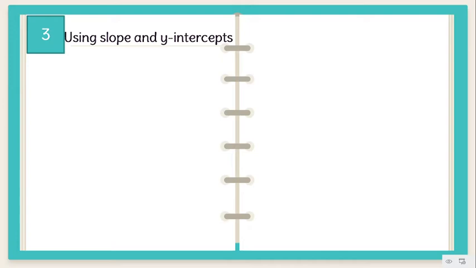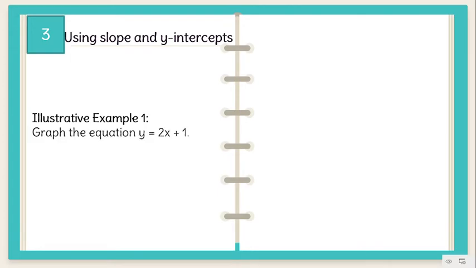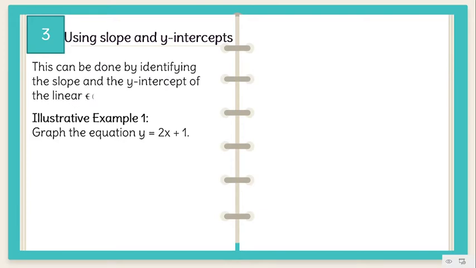This can be done by identifying the slope and the y-intercept of the linear equation. So, for example, we're going to graph the equation y equals 2x plus 1. What we're going to do is identify first the slope and the y-intercept of the linear equation. In this equation, the slope m is 2 and the y-intercept b is 1.